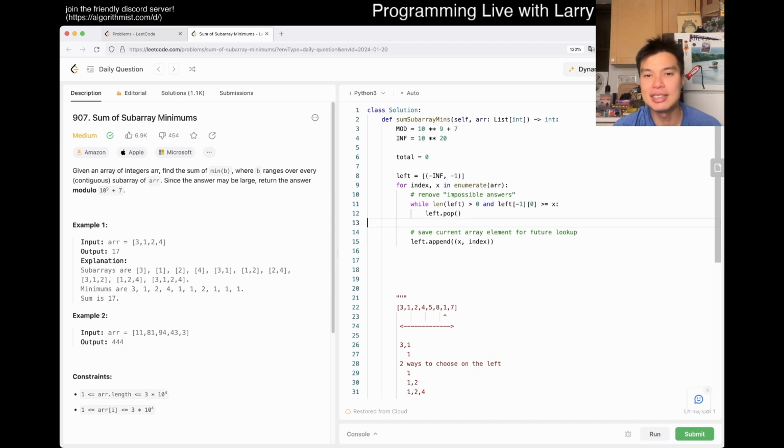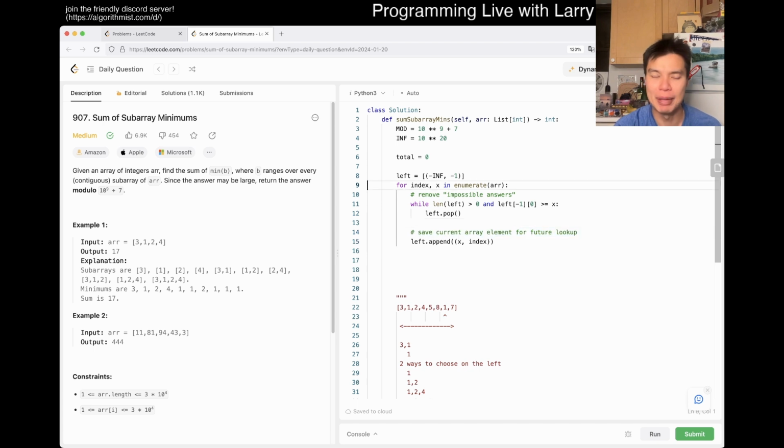Yeah, and then now the next number that is smaller than it is just going to be the number that's on top of the stack, because you actually remove all the numbers that are bigger than it, and every number can only be removed once, right?